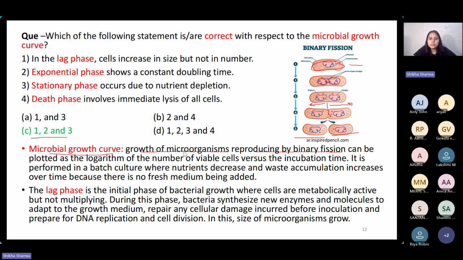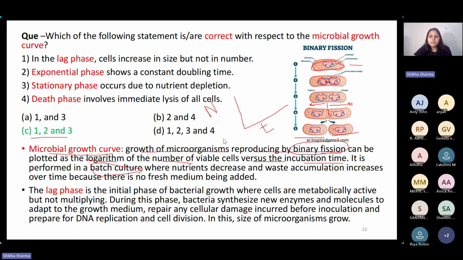So the microbial growth curve basically depicts the growth of the microorganisms which are reproducing using binary fission, and it can be plotted as the logarithm of the number of viable cells versus the incubation time. So it is basically a curve of incubation time against the number of viable cells, a logarithmic kind of graph. It is performed basically in a batch culture, meaning we see in how much time how many viable cells are produced.